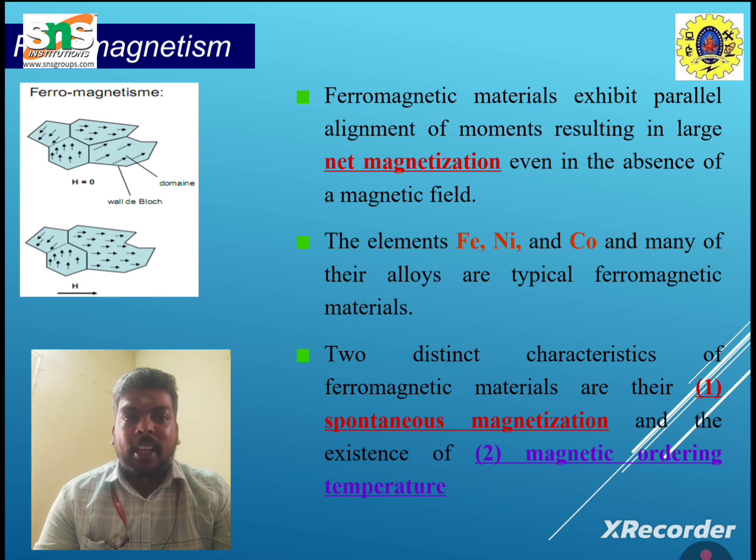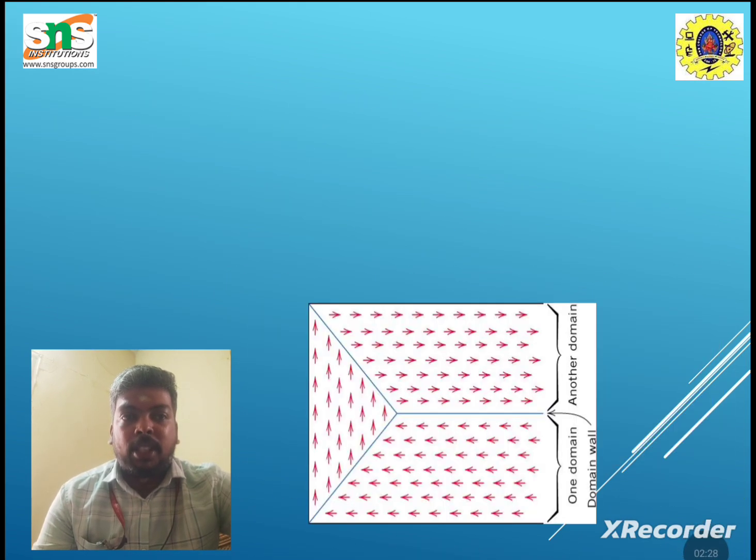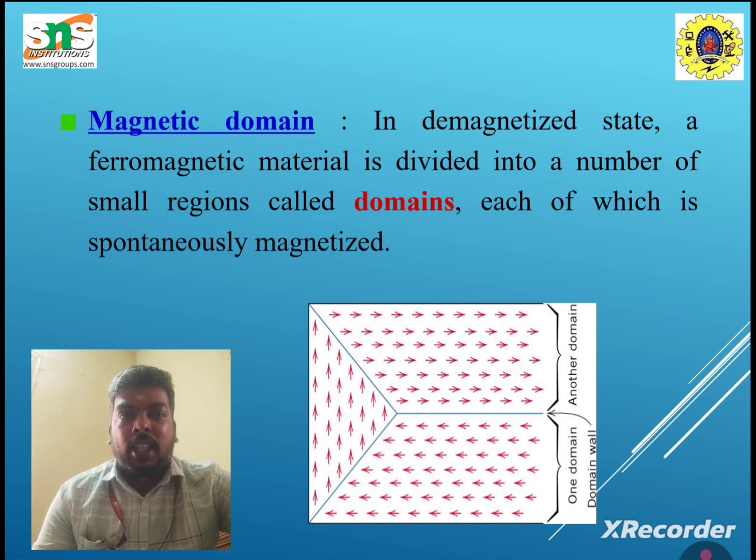When we apply an external magnetic field to the material, the dipole orientations will be mostly aligned with the applied magnetic field, converting the non-magnetic material into a magnetic material. So you can see the magnetic domains of the material.